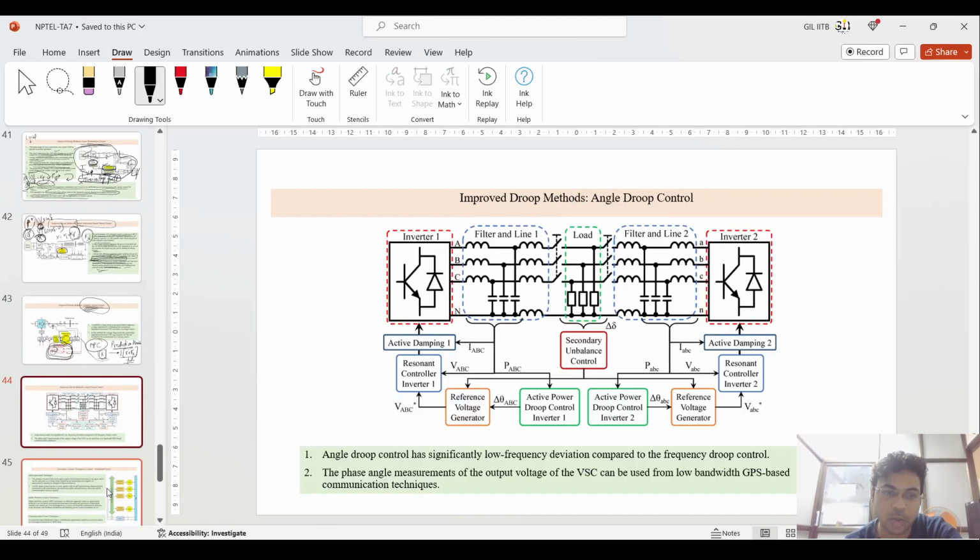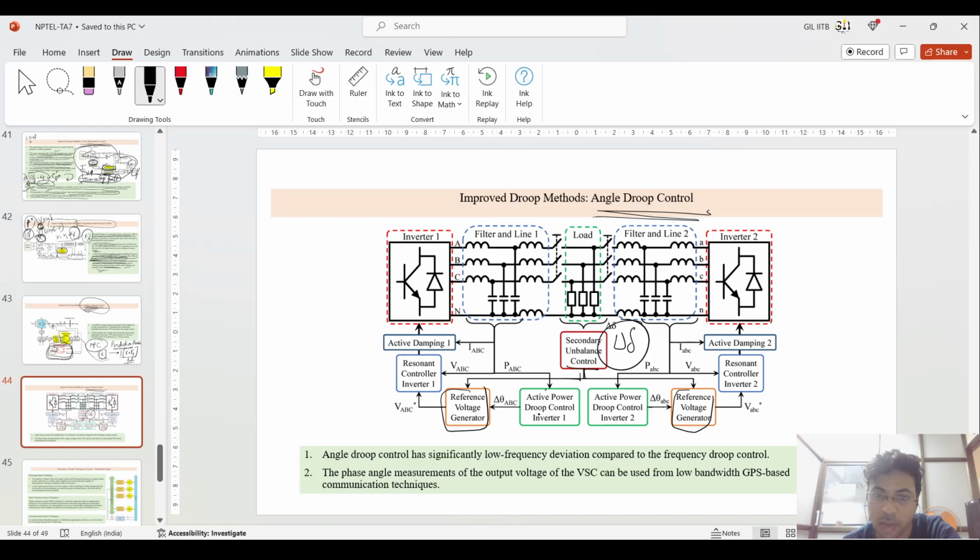So coming to this last type, that is the angle group control. In angle group control, you measure the delta. If you measure the reference delta, the secondary unbalanced control is going to this reference voltage generator, and this reference voltage generator is also going to generate theta ABC.